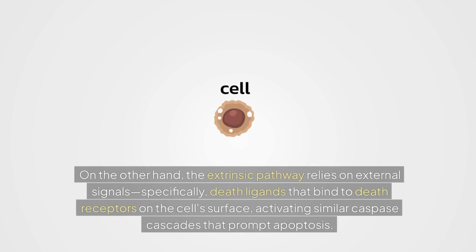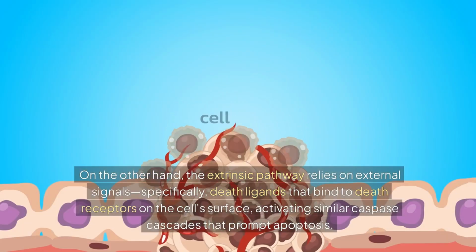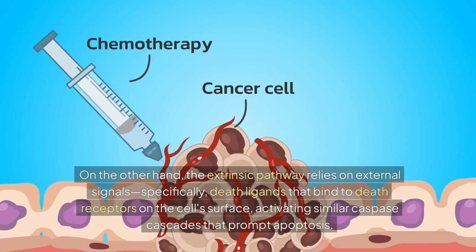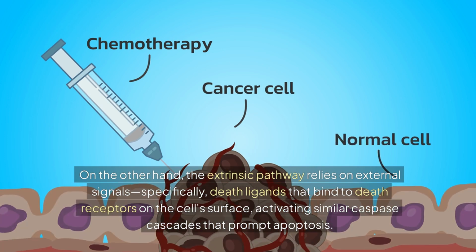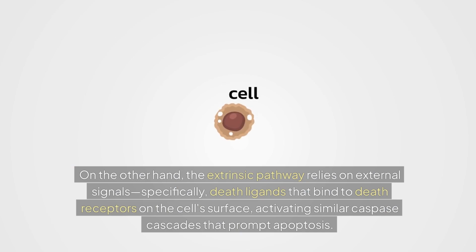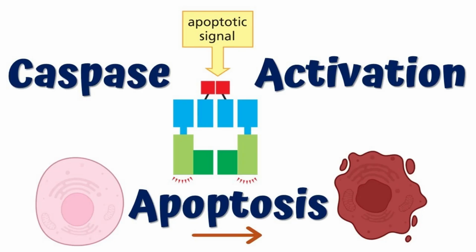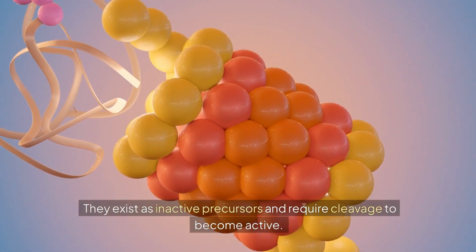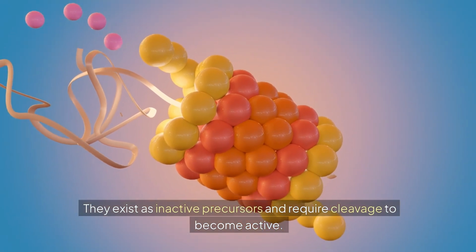On the other hand, the extrinsic pathway relies on external signals, specifically, death ligands that bind to death receptors on the cell's surface, activating similar caspase cascades that prompt apoptosis. Caspases, the executors of apoptosis, are critical components within both pathways. They exist as inactive precursors and require cleavage to become active.